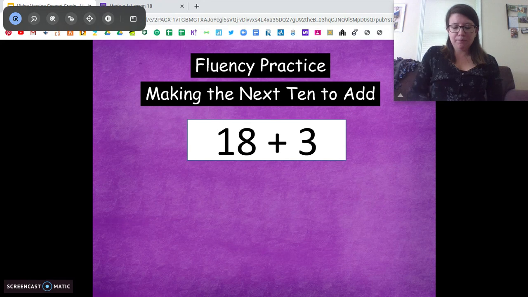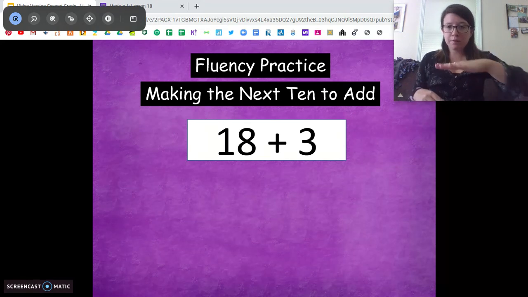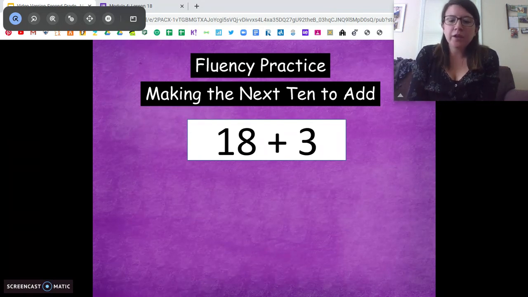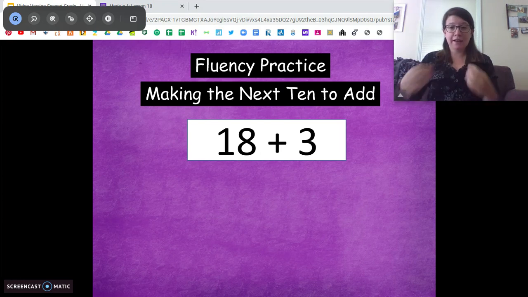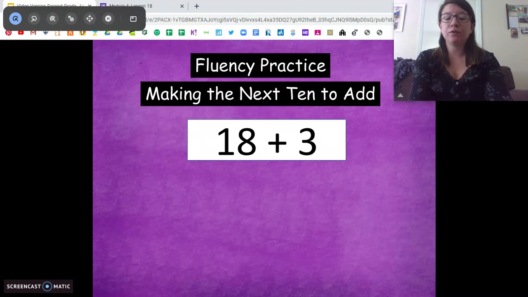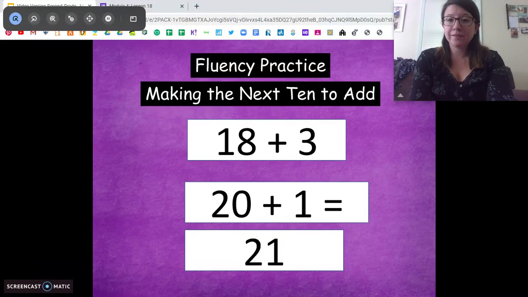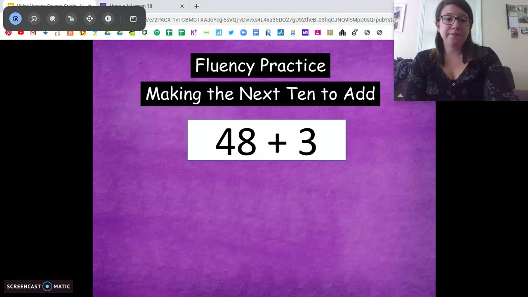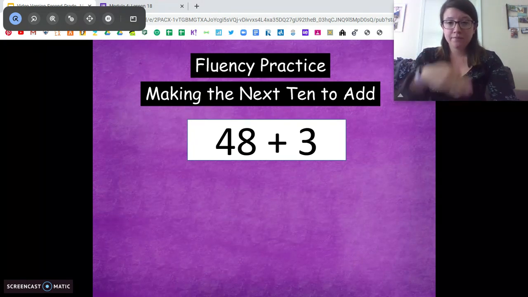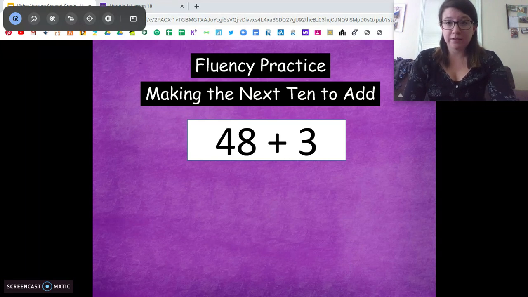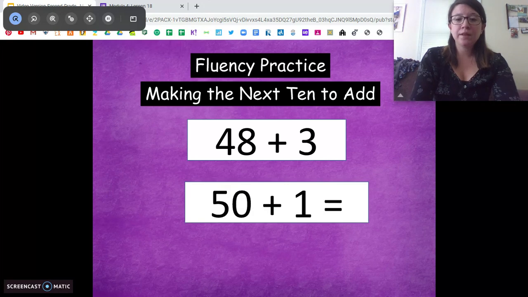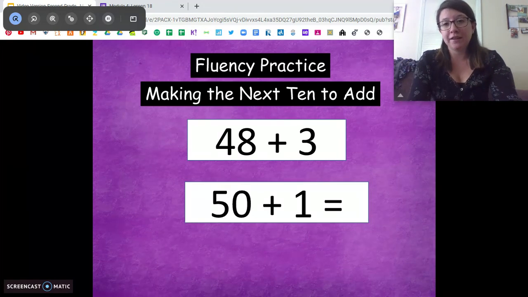All right, try this one on your own. Same idea. 18 plus 3. Tell me the new number sentence, and then tell me the answer. Good. So 18, again, is 2 away from the next 10. So that gets us to 20. So we need to subtract 2 from 3. So we get 20 plus 1 is 21. Thumbs up. Good job. Let's try another one. A little bit bigger number, same idea. 48, get it to the next 10, and then write the new number sentence and tell me the answer. Pause and do that now. Got it? All right, 48, we got to get to 50. So we're going to add 2, and then we take 2 away from the 3. 50 plus 1 is 51.